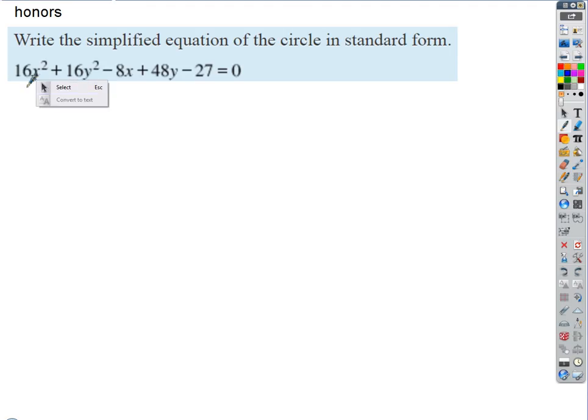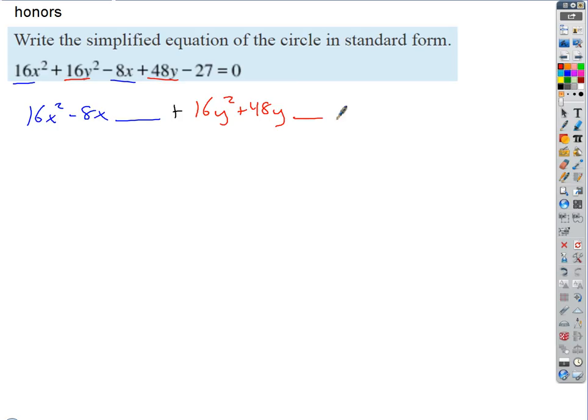So we're going to collect the x terms together. So 16x squared minus 8x, space, plus collect the y terms together, 16y squared plus 48y, space, equals, and then I'll add the 27 over to the right, like so.